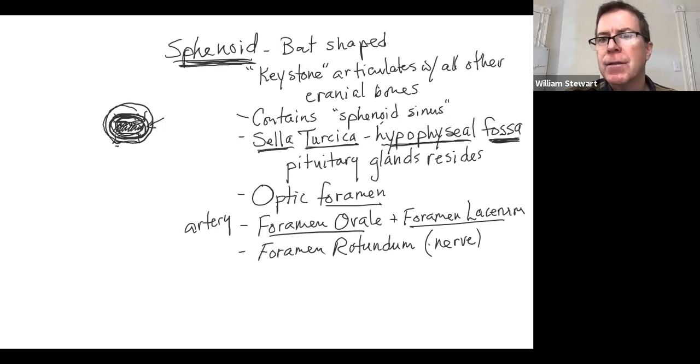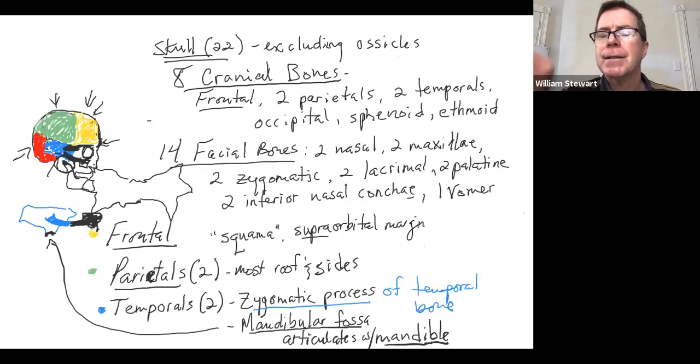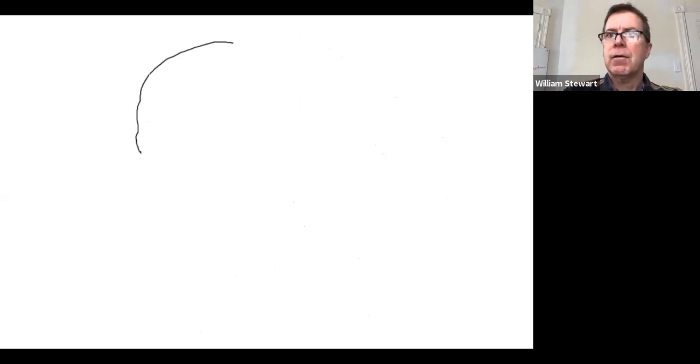The ethmoid is the last of the cranial bones. This one is even harder to find visually in the skull because it is super deep in the skull. We can't see it at all from the surface. Let me try to draw a new picture for you. If I draw you a frontal view of the skull really quickly, then I'll be able to identify all of these cranial and facial bones. If I do this once, then I can just use this for the rest of the lecture.